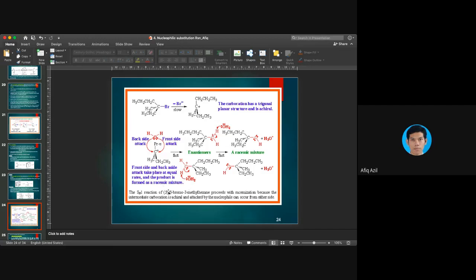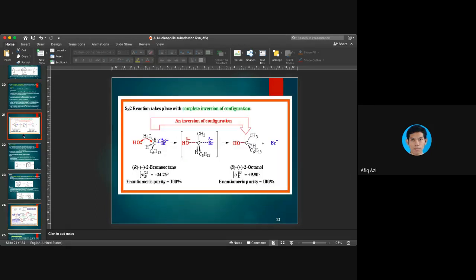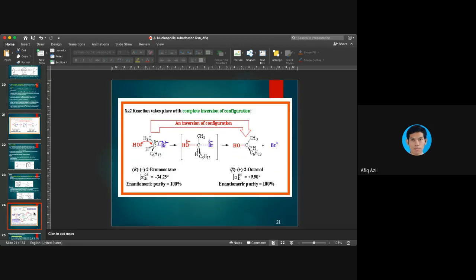Okay, you can get S or R, and front side and back side attack take place at equal rates. The product is formed as a racemic mixture. Still remember what is racemic mixture? If you have the same concentration of both R and S enantiomer, it will be a racemic mixture. So that is basically the general mechanism of SN2 and SN1.